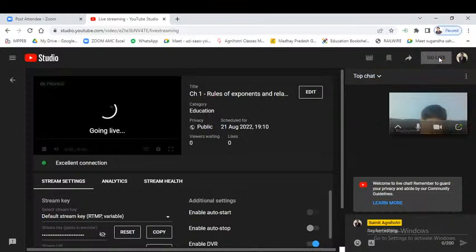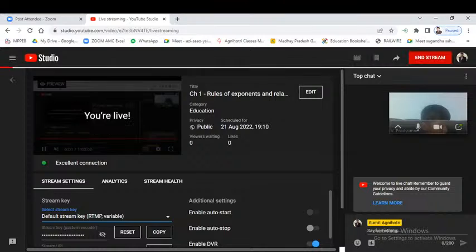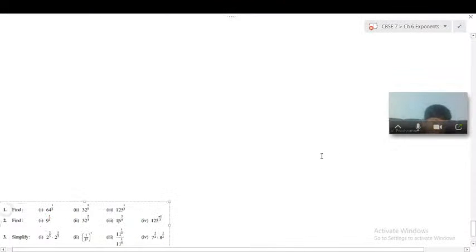Now to revise those laws of exponents. Once we revise these laws, I will ask you to solve these questions. You write the heading laws of exponent and quickly recall and revise them.